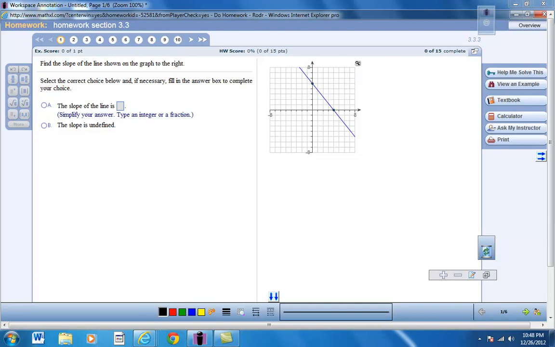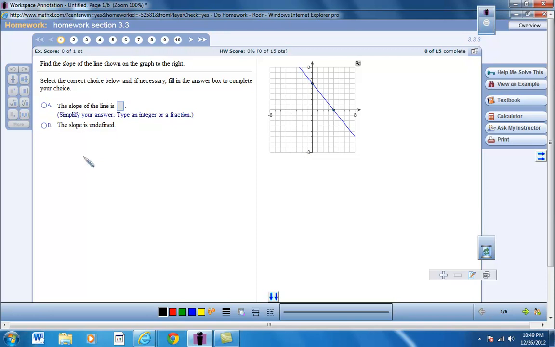Alright, in 3.3 we're going to start learning about the slope. Now what a slope does is it characterizes a line. It tells you if the line increases, decreases, or if it has a slope of 0 or if it's undefined. So basically what we're going to be doing is finding the slope.